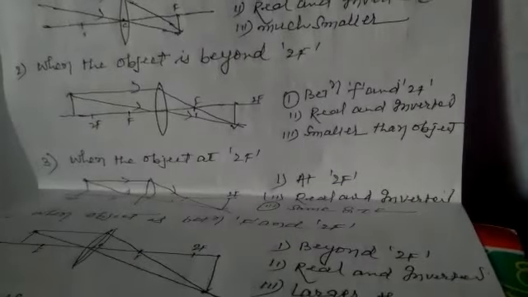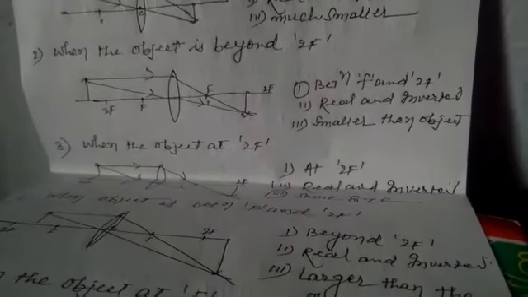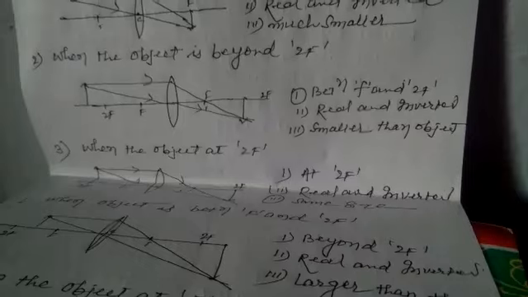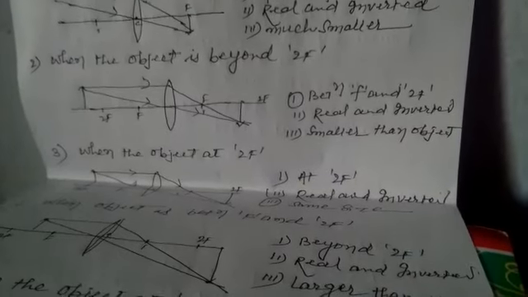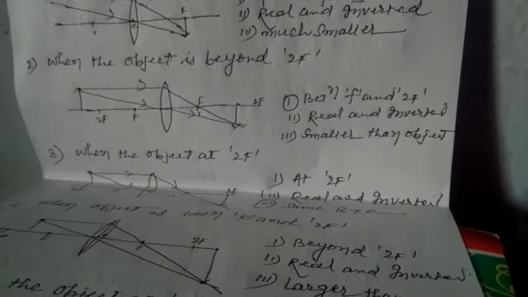Third condition, when the object is at 2f, a ray parallel to the principal axis passing through the focus and another ray passing through the optical center, both rays intersect behind the lens at 2f. So the image will be formed at 2f, real, inverted and the same size. So when the object is at 2f, the image will be formed at 2f, real, inverted and the same size.